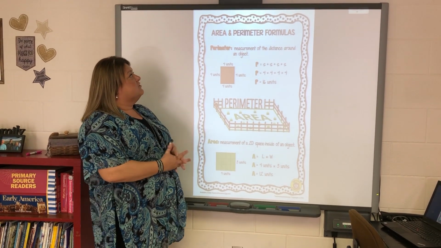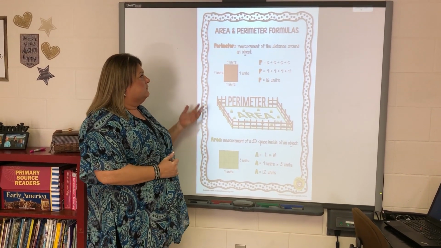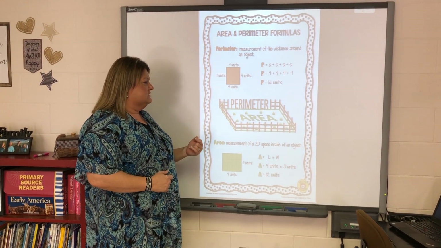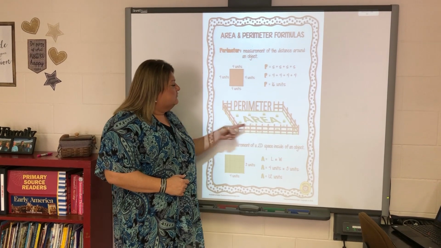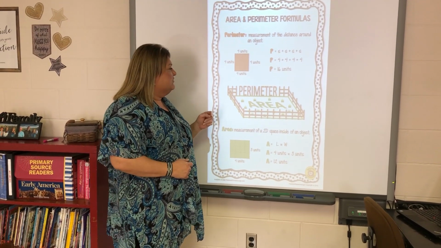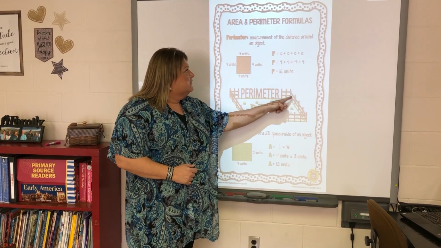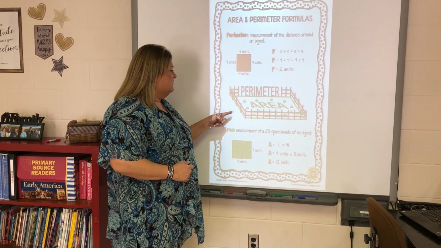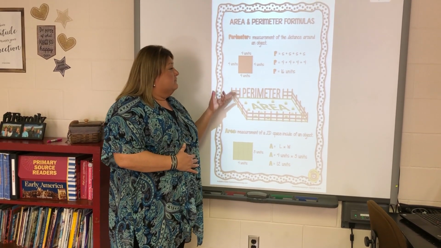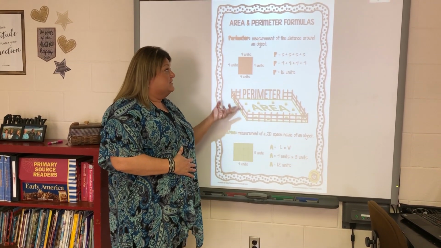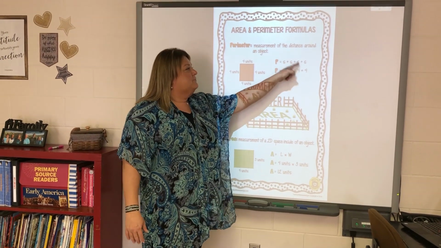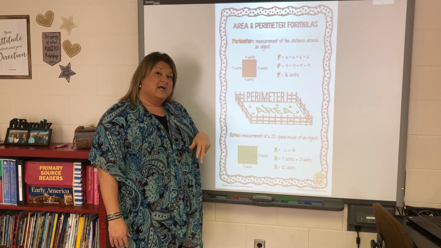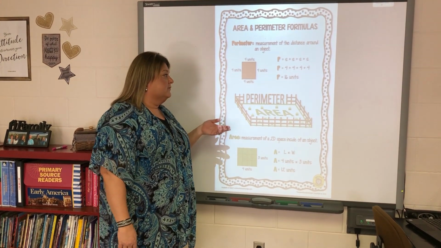To begin with, we're going to start with just a basic review of perimeter. Perimeter is the measure of the distance around an object. We've got this great little picture here to illustrate that for you. The perimeter is the measurement of the distance around the outside of an object. The formula that we use to find perimeter is side plus side plus side plus side. You can also do 2 times the length plus 2 times the width to find perimeter.